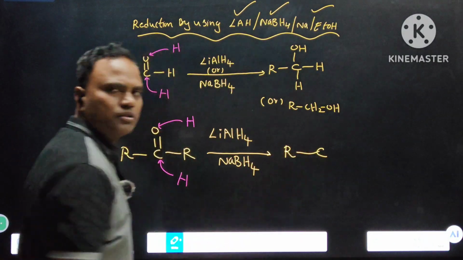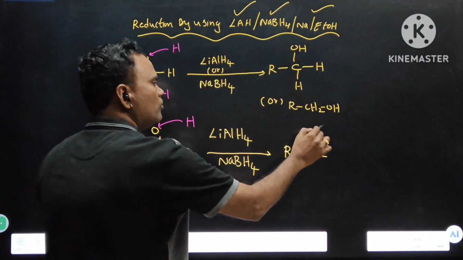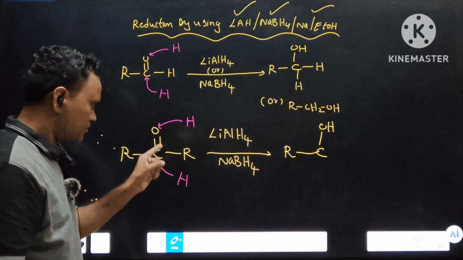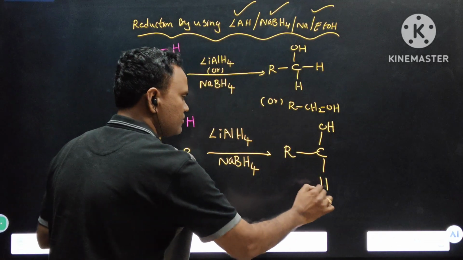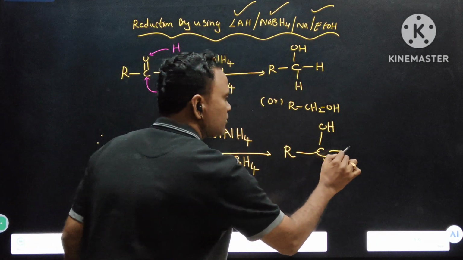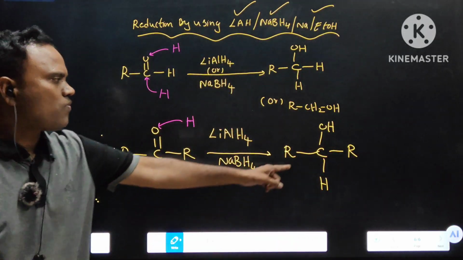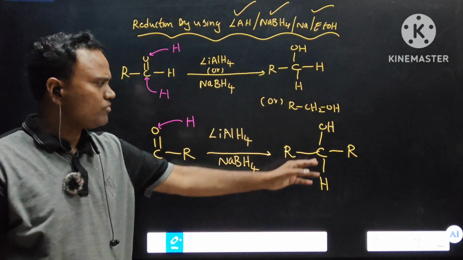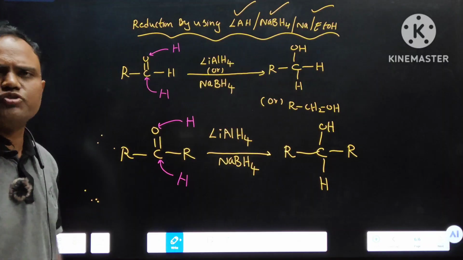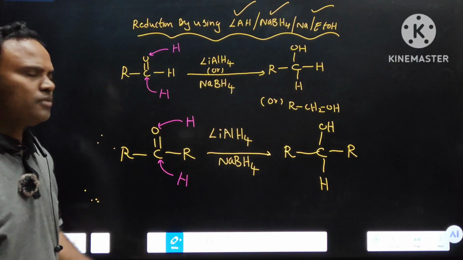R, C, O, H. Here H. Here R. Alcohol. A 2-degree alcohol is produced. Simple mechanism.